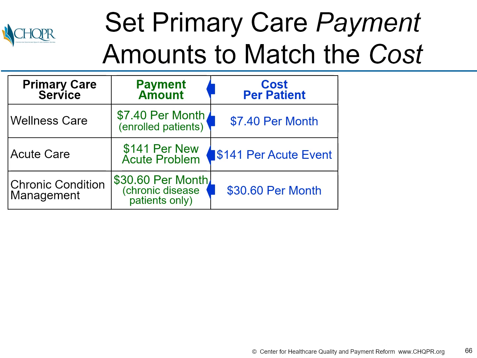Those estimated costs can then be directly translated into appropriate payment amounts for each of the three services. In other words, the primary care practice should be paid $7.40 per month for each of its patients to cover the cost of prevention and wellness care. The primary care practice should be paid $141 each time it provides diagnosis and treatment planning for a new acute problem to cover the cost of that service. And the primary care practice should be paid $30.60 per month for each of its patients with a chronic disease to cover the cost of chronic disease management services.